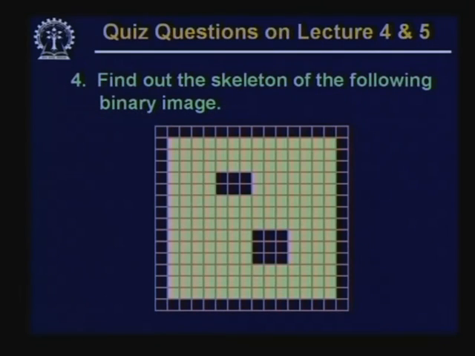The fourth problem is about a binary image. You have to find out what the skeleton of this binary image is.